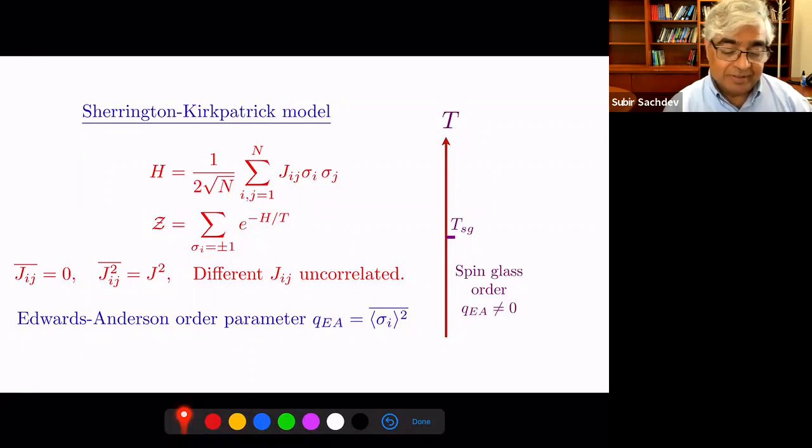This model is known to have a phase transition as you lower the temperature. There's just some random paramagnet at high temperatures, but then there is a freezing of the spins into a multiplicity of possible spin glass states.